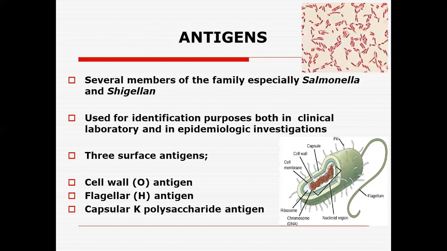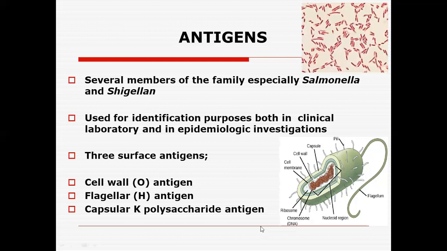Now, because the organisms have a cell wall, we have the cell wall antigen, what we call the somatic antigen. It is referred to as the O antigen. Now, these organisms have flagella, so we have a flagellar antigen, which is referred to as the H antigen. And not all species have flagellar antigens. Only those species which are motile with the help of flagella have the flagellar antigens.